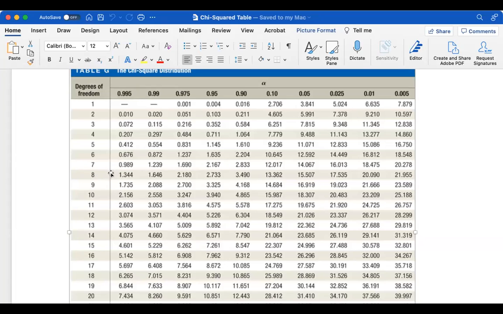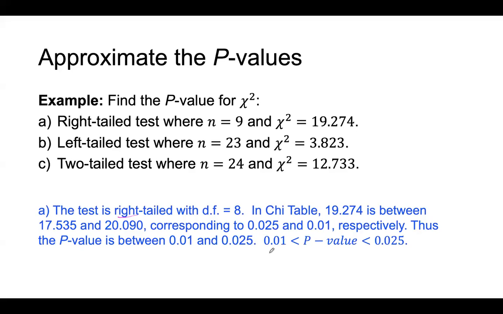So our degrees of freedom is 8. Our value is between 17 and 20, somewhere in between. We're not really sure where. So our p-value is going to be between 0.01 and 0.025. That's what I'm saying here: our p-value is between those two values that we just looked up in the table.